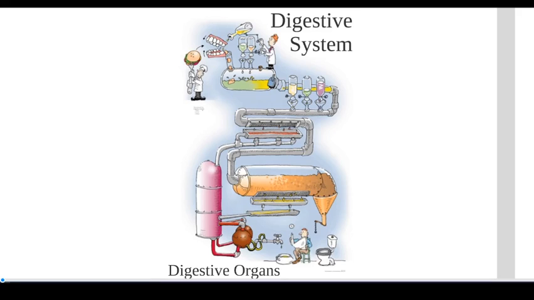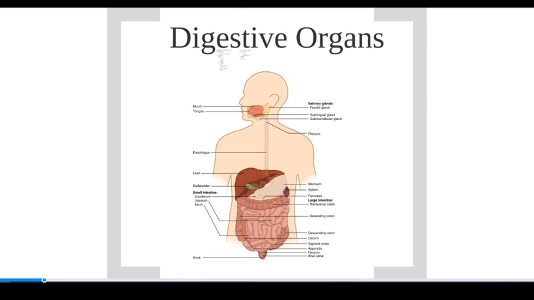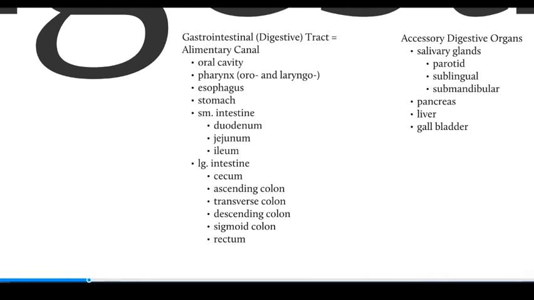This section of the digestive system chapter is going to look at the organs that make up the digestive system. The organs of the digestive system are separated into two groups, those that food moves through and those that contribute to the function of the other organs. The organs that the food moves through are referred to as the digestive tract, or the gastrointestinal tract, or the GI tract, or sometimes the alimentary canal.